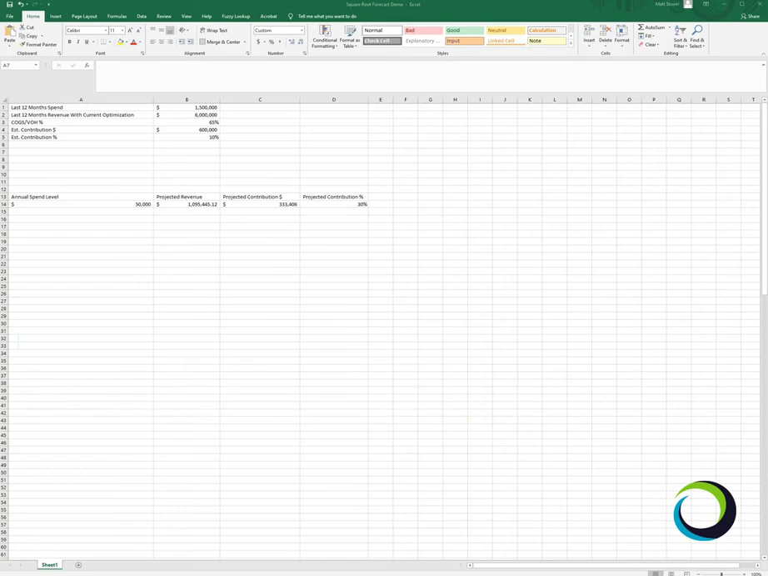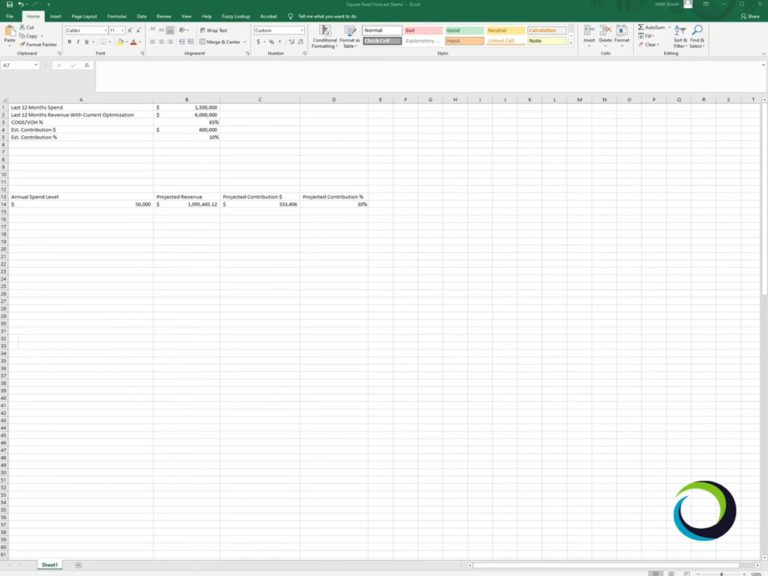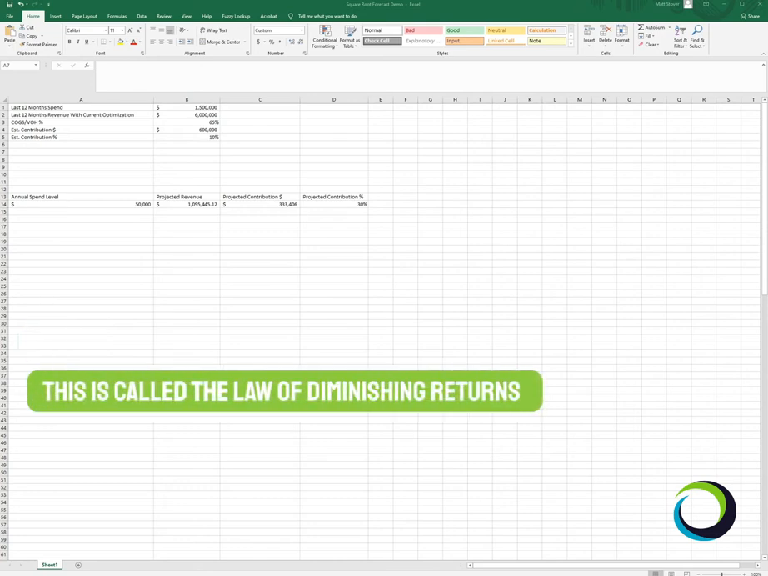So the premise of this forecast is, we want to understand at what rate our revenue is going to increase as we increase our spend, because it's not going to be a one-to-one rate. Another 100% increase in spend is not going to yield a 100% increase in revenue, right? And so how do you understand the rate of diminishing returns in the channel?